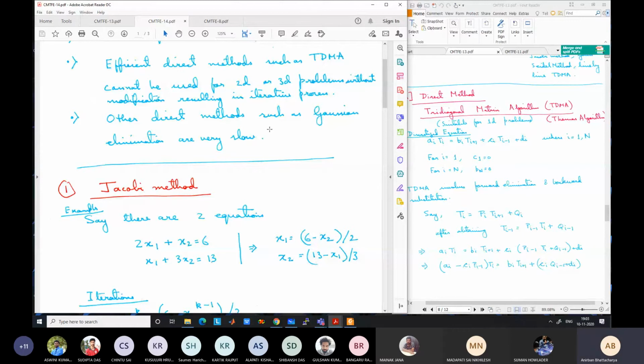Somebody else may say that I don't want that type of accuracy, I only want 10 to the power minus 3 level of accuracy. So my convergence criteria is 10 to the power minus 3. The error you do not know, but what you know is the change from the previous iteration to the current iteration. Why do you not know the exact error? Because you do not know the exact solution, right? So the only thing you know is, yes?